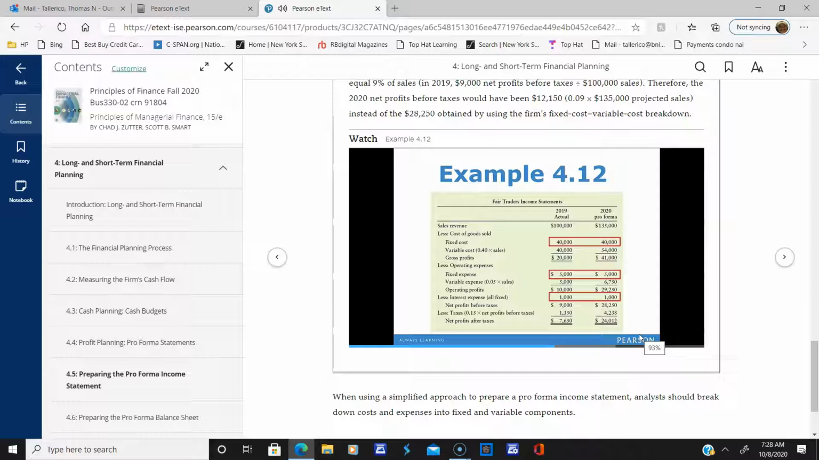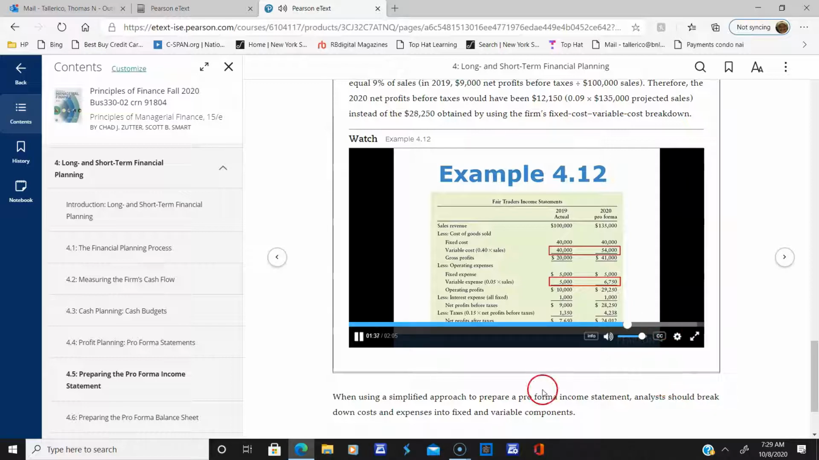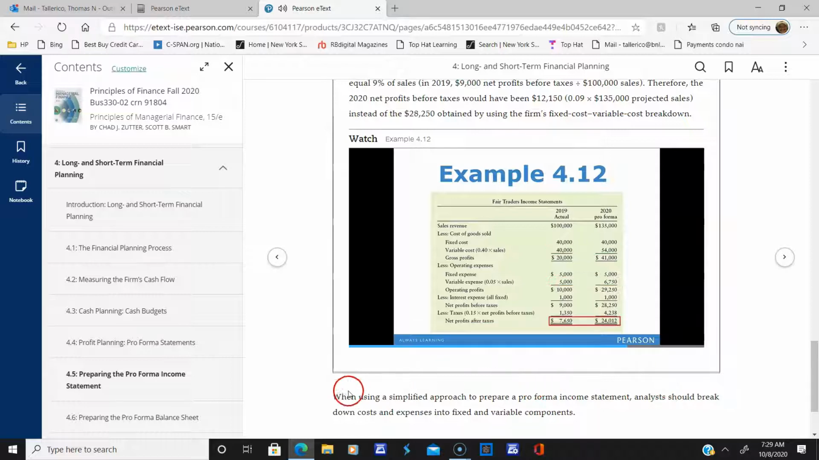These fixed components will not change with changes in sales, so they'll remain the same next year even though there's a forecasted increase in sales revenue. Both cost of goods sold and operating expenses on the pro forma income statement have variable components. Cost of goods sold has a variable cost that is 40% of sales, so for next year it's forecasted to be $54,000, while the variable operating expense is 5% of sales, or $6,750.